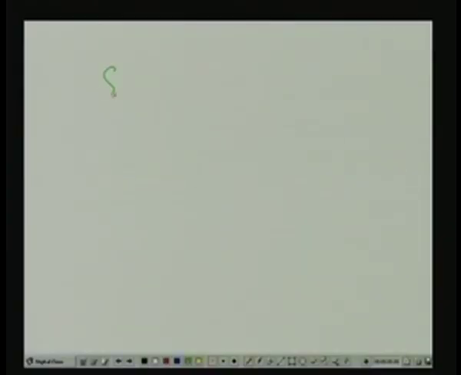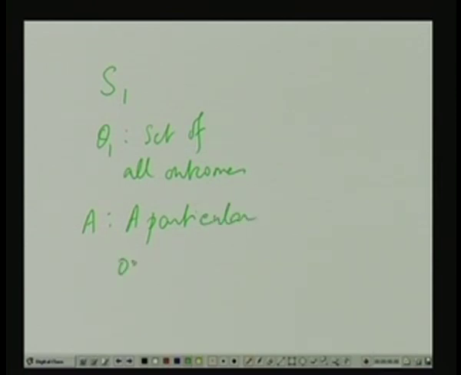Now, to answer that, let us go back to some of our earlier discussions. Suppose we have two probability spaces. One is S1, where theta 1 is the set of all outcomes, and A is a particular outcome. Similarly, suppose S2 is given, where theta 2 is the set of all outcomes, this is another probability space, and B is a particular outcome.